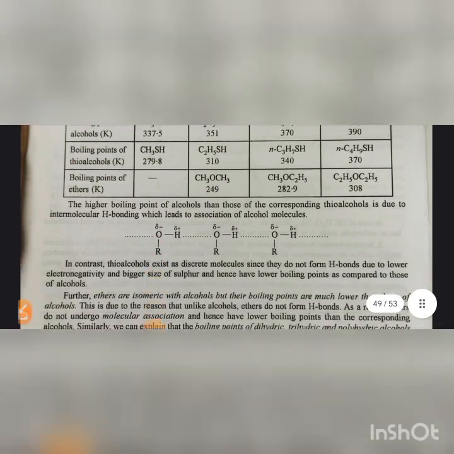First, alcohols. We will do a comparison of the boiling points of alcohols, ethers, and thioalcohols. The boiling points of alcohols are much higher than those of the corresponding thioalcohols and ethers. The higher boiling point of alcohols than those of the corresponding thioalcohols is due to intermolecular hydrogen bonding, which leads to the association of the alcohol molecules. In contrast, thioalcohols exist as discrete molecules since they do not form hydrogen bonds due to lower electronegativity and bigger size of sulfur, and hence have lower boiling points as compared to those of alcohols.